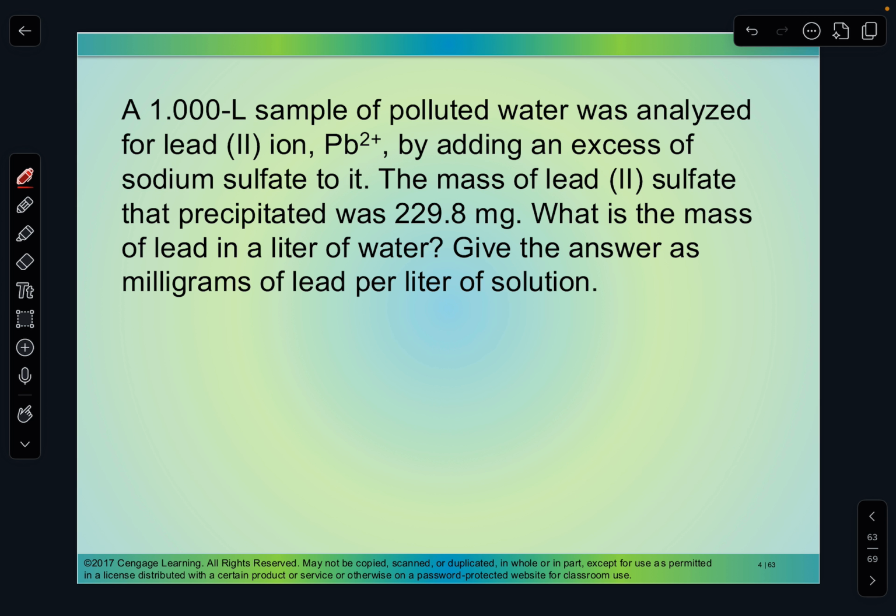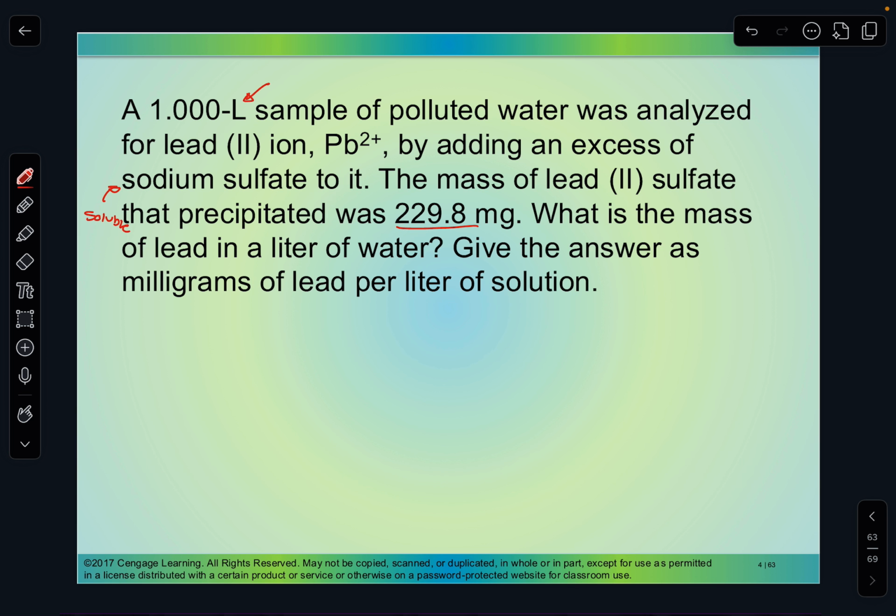Okay, so this is a problem. I will give you a second, and then I will read it, and then we can go through it. If you have a 1 liter sample of polluted water, and you analyze it for the amount of lead present in it by adding an excess of sodium sulfate into it, soluble, because it has a group 1 metal and it's a sulfate, the mass of lead sulfate that is precipitated is going to be this amount. What's the mass of lead in the liter of water? We'll give the answer as milligrams of lead per liter of solution.